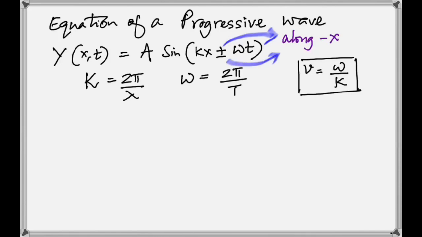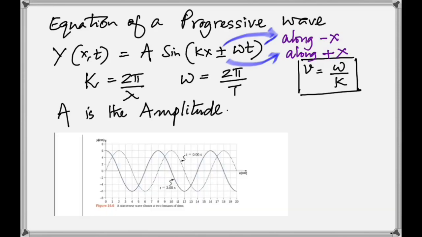And if the wave is traveling along the positive x-axis, then you're going to have kx minus omega t. And if it is traveling along the negative x-axis, you're going to have kx plus omega t. A is the amplitude of the wave, and that is the profile of a wave at different times, or a snapshot at different instants.